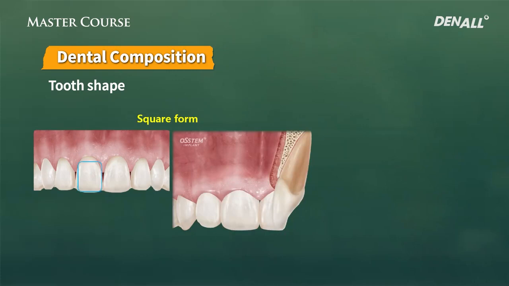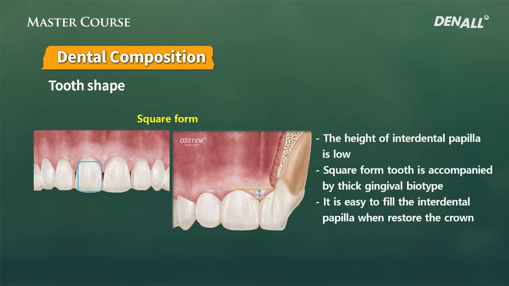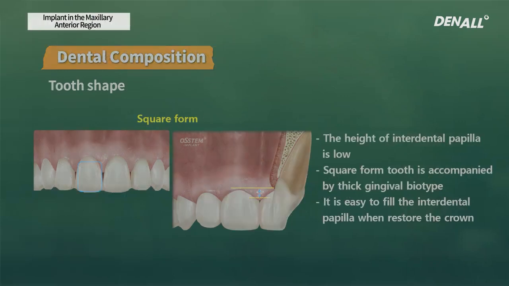If the teeth shape is square, we can approach it more easily than the triangular form because the height from the contact point to the bone crest is short, so it can be filled up rather easily.